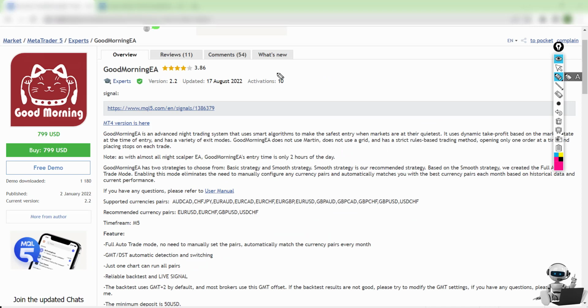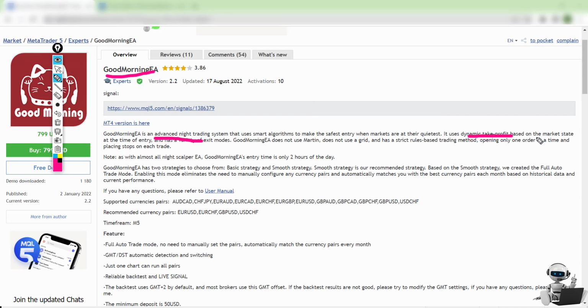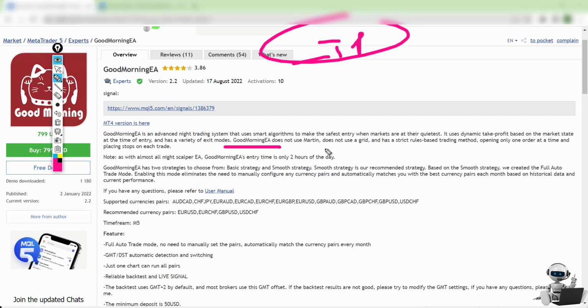Now for the EA, we can see Goodmorning EA. It has been released for quite some time, and let's say that it is an advanced night trading system that uses a smart algorithm. Just like any night scalper, there isn't really any difference perhaps from the algorithm. It uses a dynamic take profit based on the market state, so whenever some conditions on the market change, it will change the take profit as well. So it is dynamic, not a static take profit. And Goodmorning does not use any martingale or any grid type. It has a strict rule-based method, so it means each trade will have a stop loss.